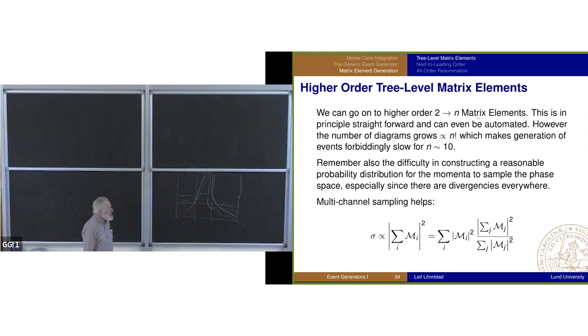So as I said, if we go to higher order tree level matrix elements, if you go beyond 10, you know that the factorial will kill you. And you won't be able to generate anything. Well, you can try. And remember the difficulties in constructing these probability distributions. Of course, we have this multi-channeling that helps us, because we typically know the amplitude squared, but we want to generate according to the sum of amplitude squared. But we can divide this up by doing like this, and we get a multi-channel sampling of the phase space, where each of these typically has a well-known shape, but together it becomes horrible.